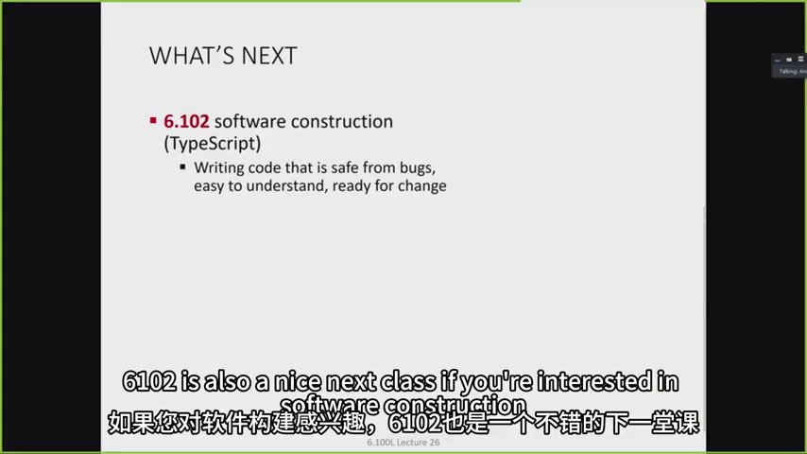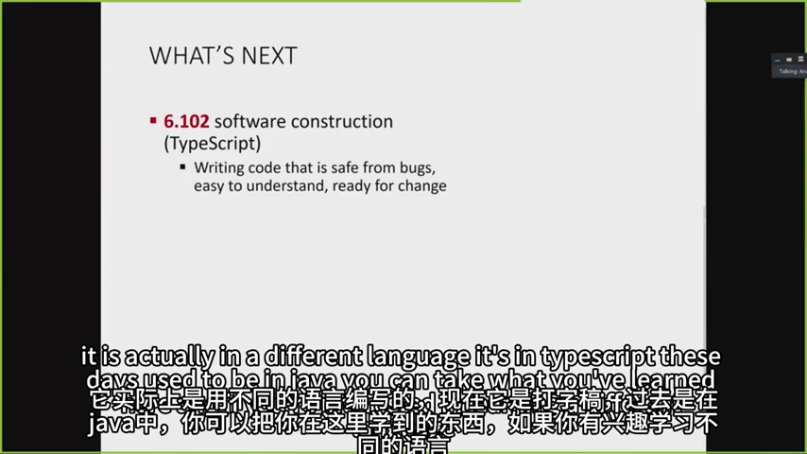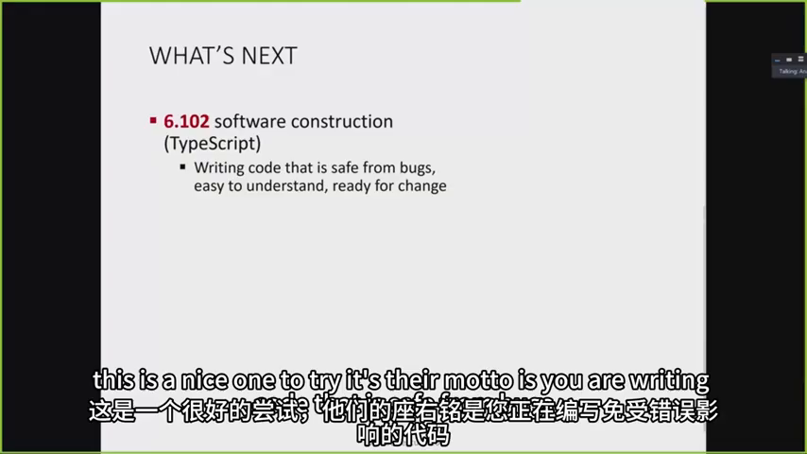6102 is also a nice next class if you're interested in software construction. It is actually in a different language. It's in TypeScript these days. It used to be in Java. You can take what you've learned here, and if you're interested in learning a different language, this is a nice one to try.